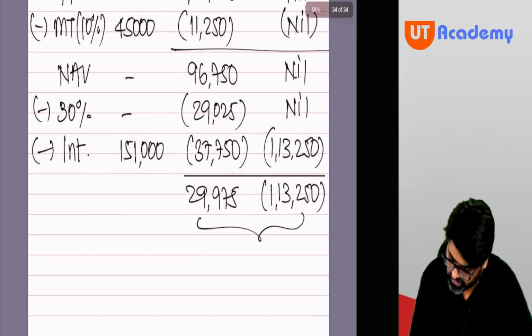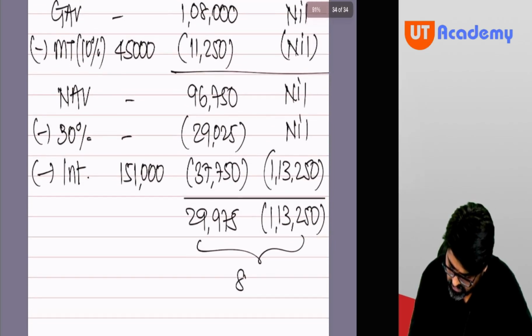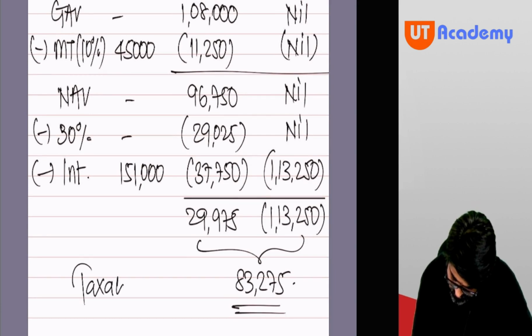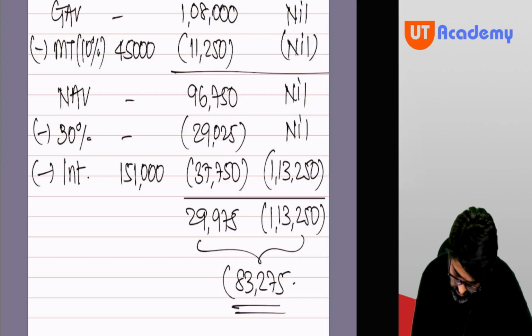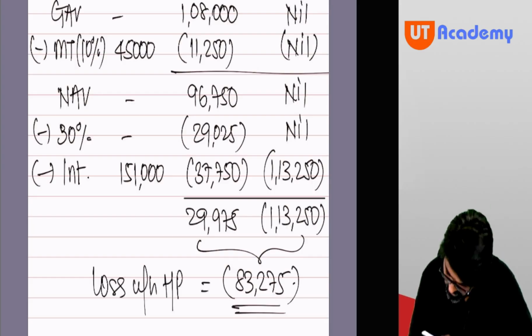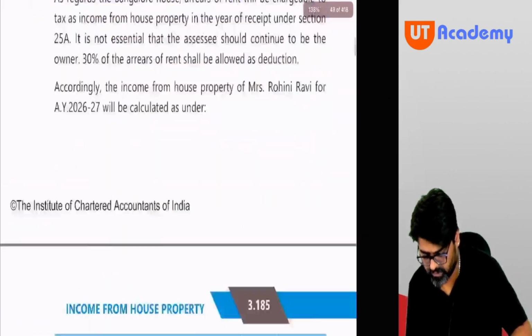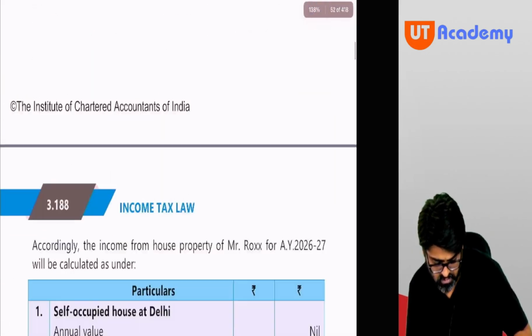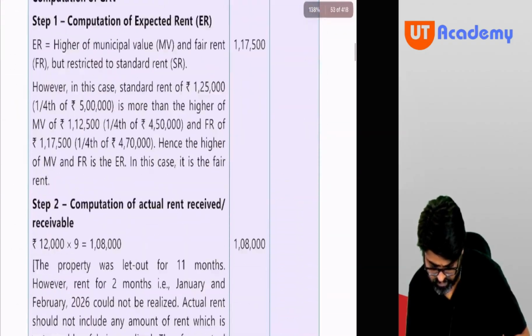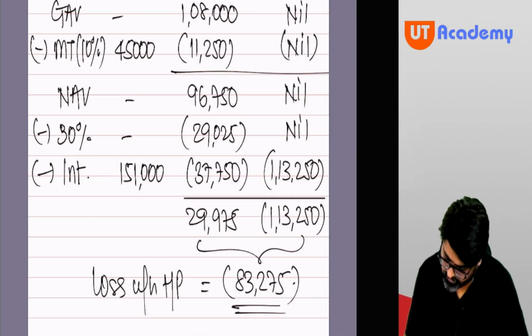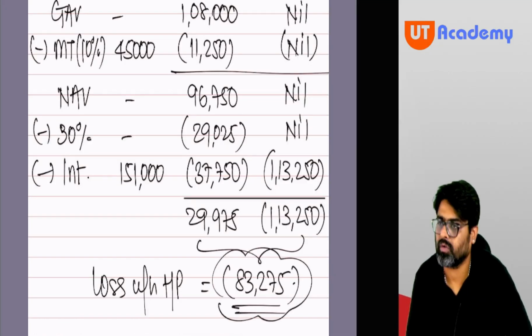Done, no? Calculate the total. 83,275. Positive or negative? So this will be loss. This will be loss under the head house property. Done. Let's check the final answer. Question number 7, no? 83,275. We also got 83,275.